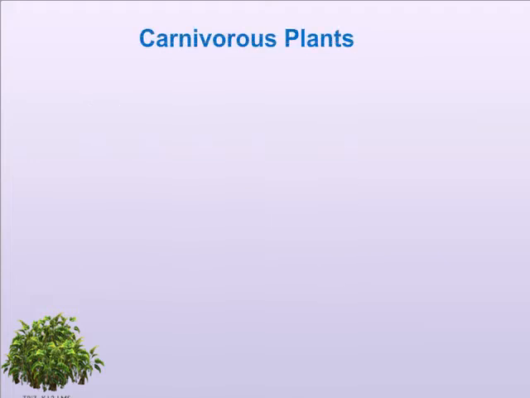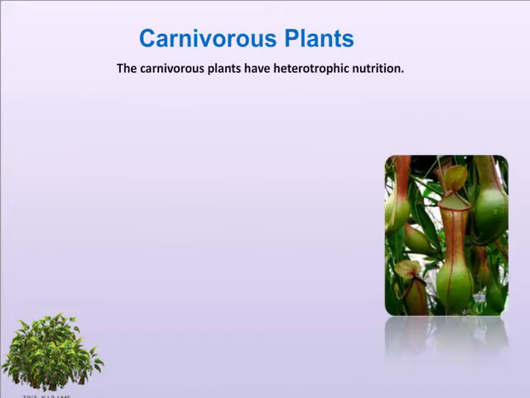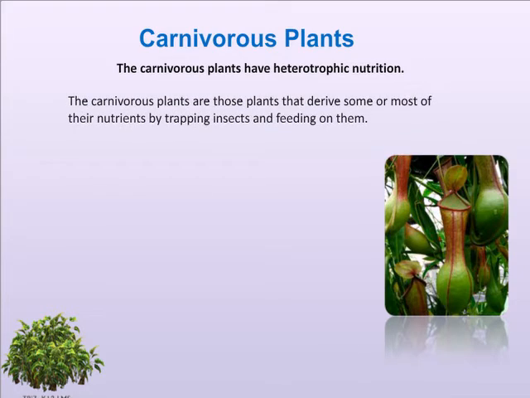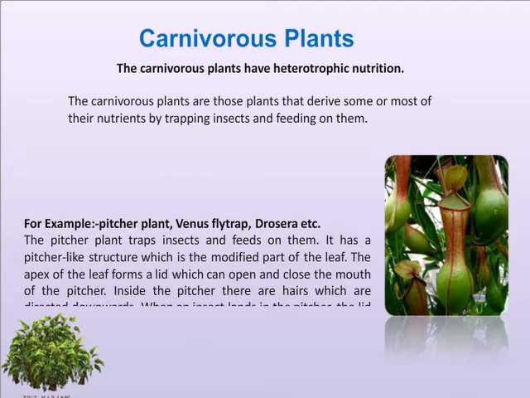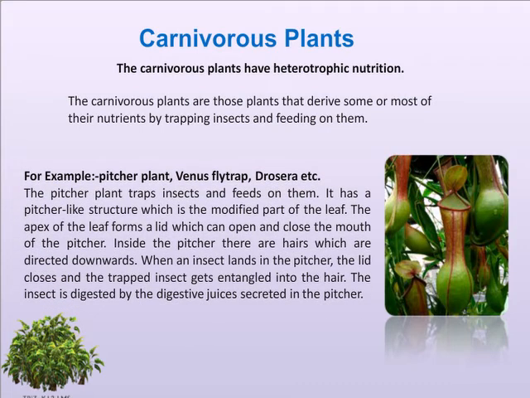Carnivorous plants. The carnivorous plants have heterotrophic nutrition. The carnivorous plants are those plants that derive some or most of their nutrients by trapping insects and feeding on them. For example, pitcher plant, Venus flytrap, Drosera, etc.